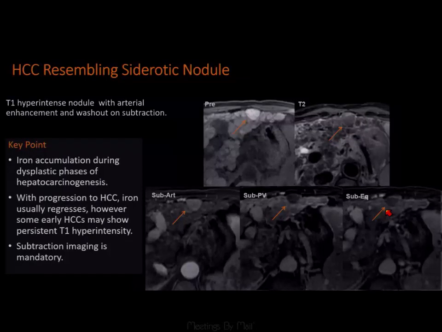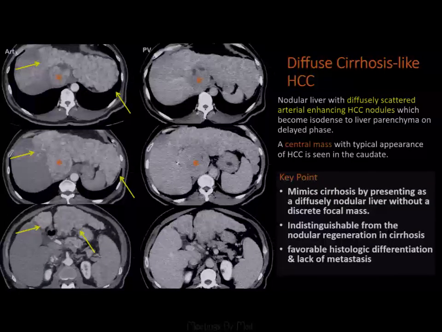Presumably, if you look at the pathology literature, during the dysplastic phases of hepatocarcinogenesis, iron starts to accumulate inside these dysplastic nodules, and as the nodule turns into an HCC, usually the iron content goes down, and usually you don't see an HCC with T1 hyperintensity. This was an unusual case, because sometimes you can still see persistent T1 hyperintensity within an HCC in the early phase, and usually that regresses after the patient progresses into the higher grades of HCC.